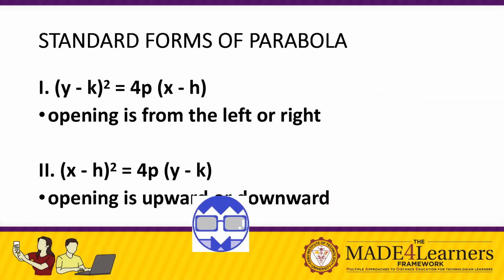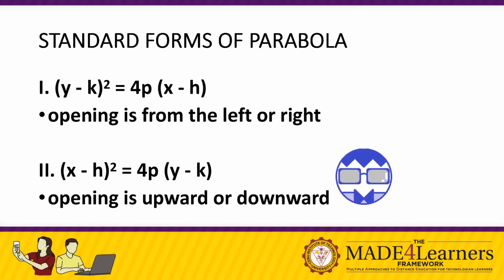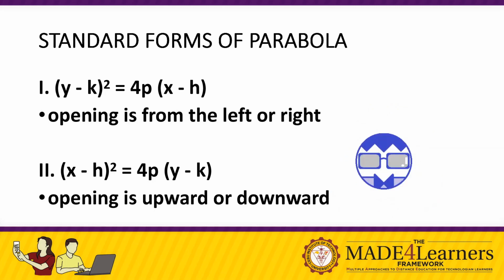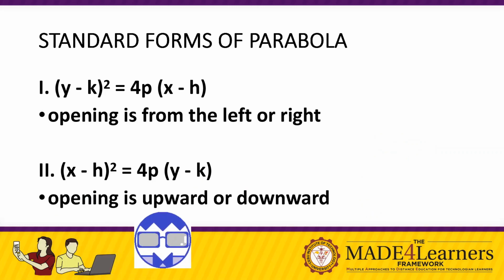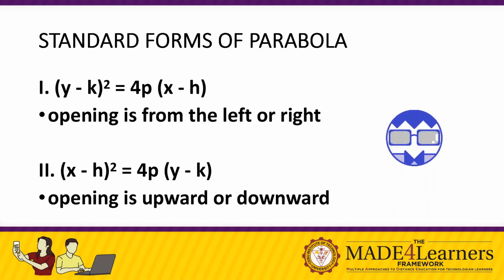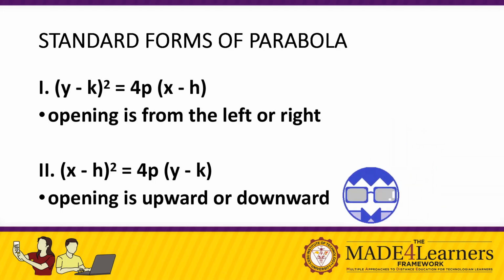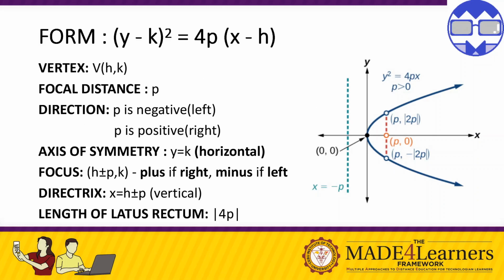And we have the second form. We have the quantity of x minus h squared equals 4p times the quantity of y minus k, where the opening is upward or downward, meaning the axis of symmetry is vertical. Okay, so let's study first the first form.